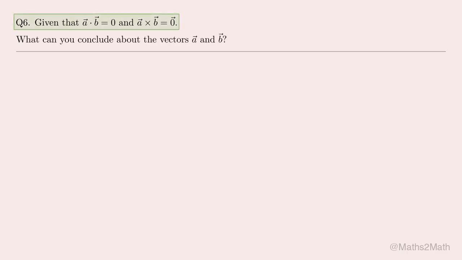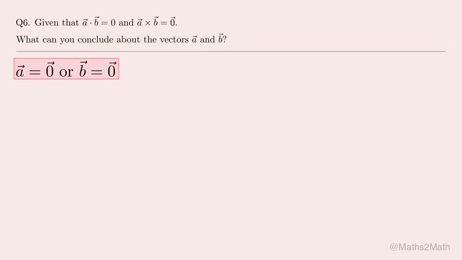Question 6. Zero dot product means perpendicular or zero. Zero cross product means parallel or zero. Both cannot hold for two non-zero vectors. Non-zero vectors cannot be both perpendicular and parallel. So at least one of a, b is the zero vector.